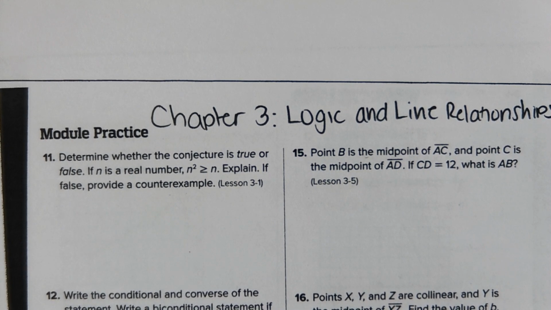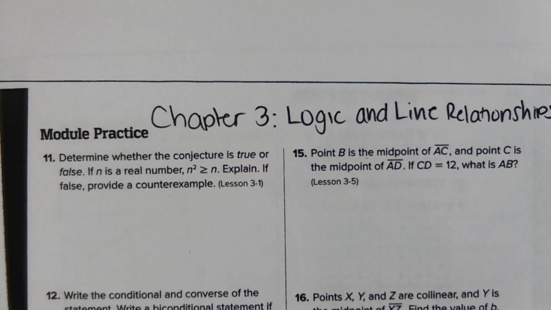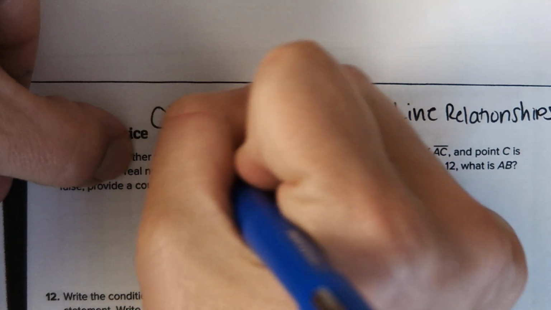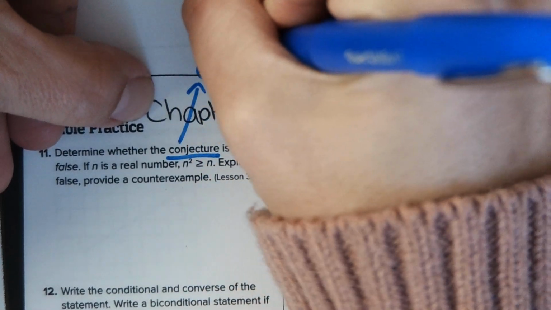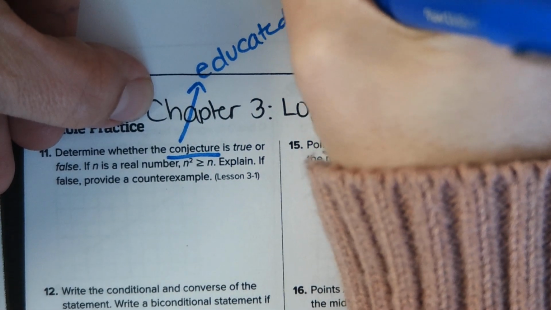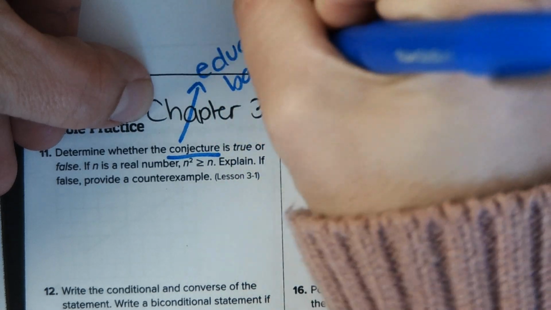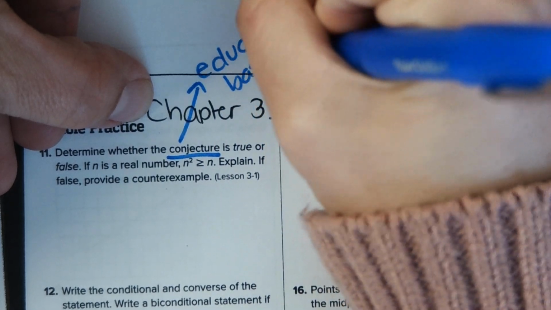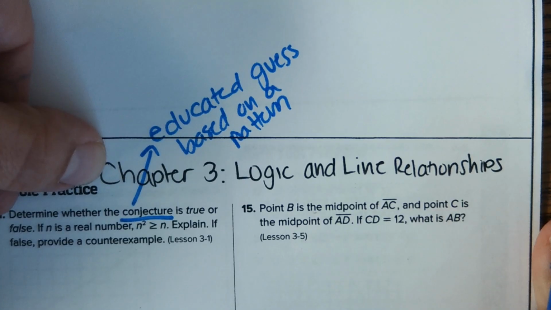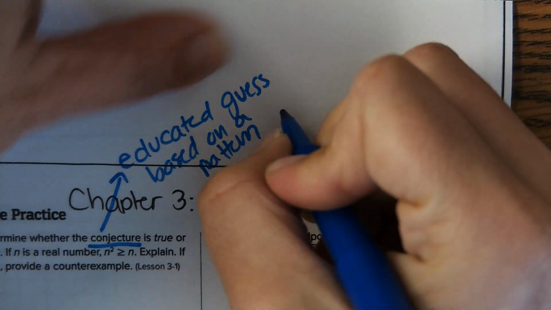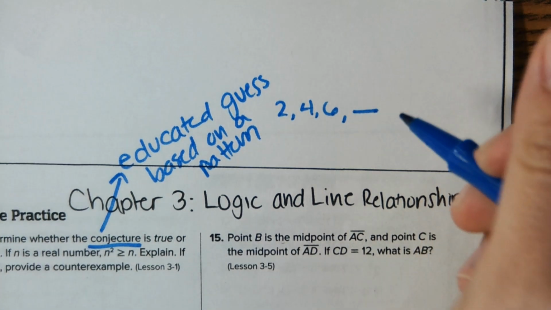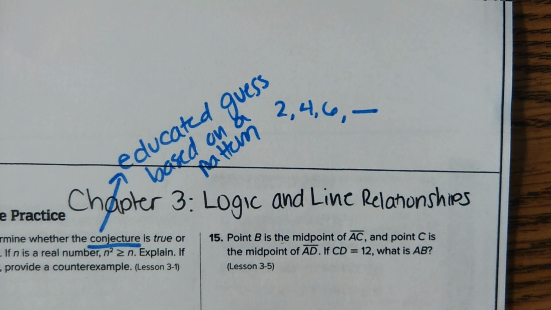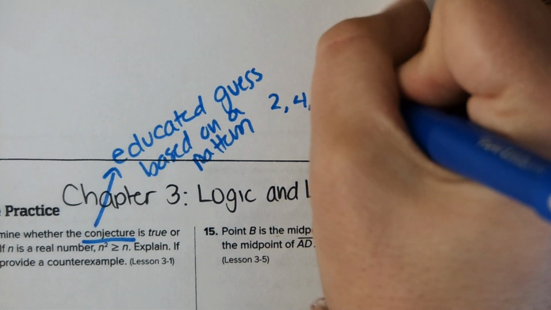Okay, so the first one here, it says determine whether the conjecture is true or false. That conjecture word might throw you off. A conjecture, this was a couple chapters ago, is an educated guess based on a pattern. So for example, if you had a pattern like 2, 4, 6, and then they wanted you to make a conjecture about the next term, you could guess that it's going to be 8 because they're counting by 2s. That makes sense.